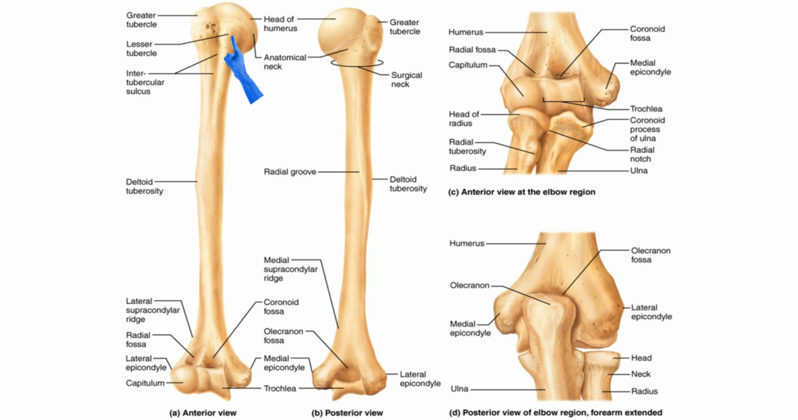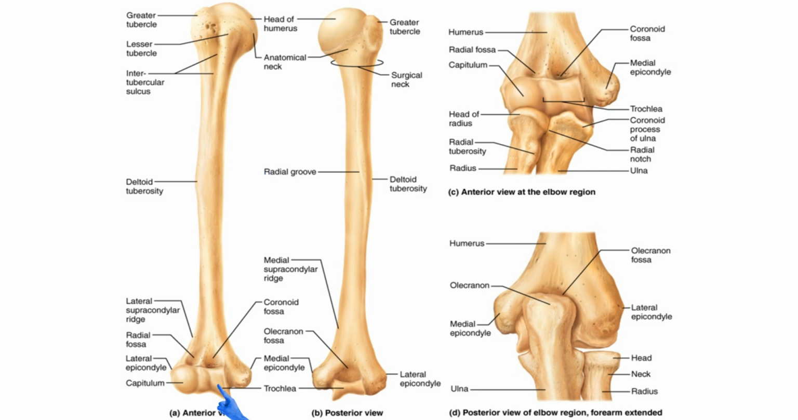Key landmark. Between them is the intertubercular groove. This groove must face anteriorly. It's where your biceps tendon rests. Moving down the shaft, we find the deltoid tuberosity. Now let's look at the distal end.